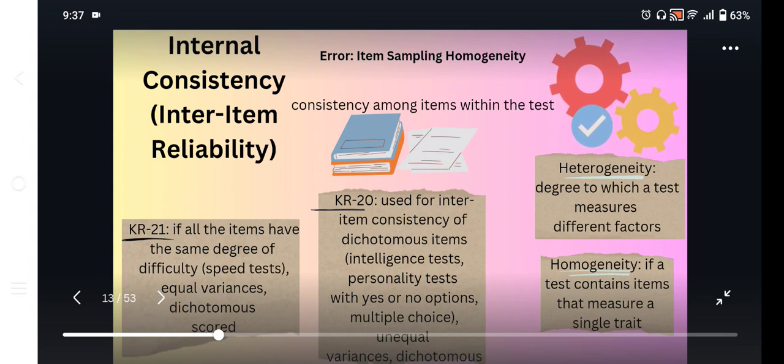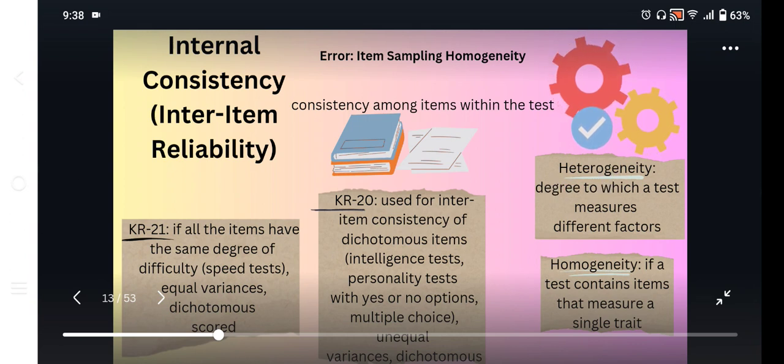Okay? The inter-item consistency is the degree of the correlation among all of the items on the scale. A measure of inter-item consistency is calculated from a single administration of a single form of the test. Okay? An index of internal item consistency in turn is useful in assessing the homogeneity of the test. Okay?